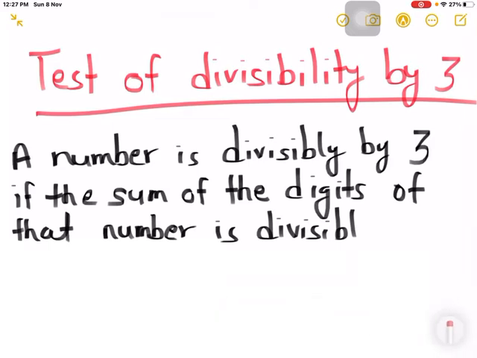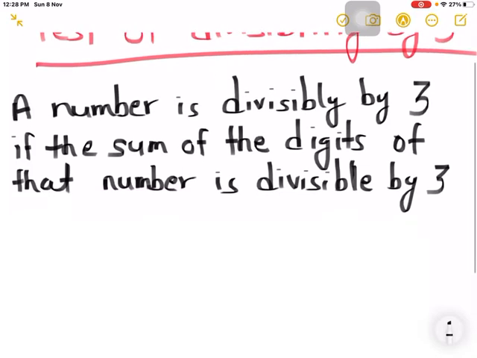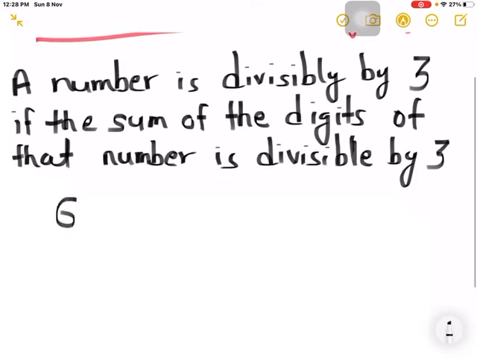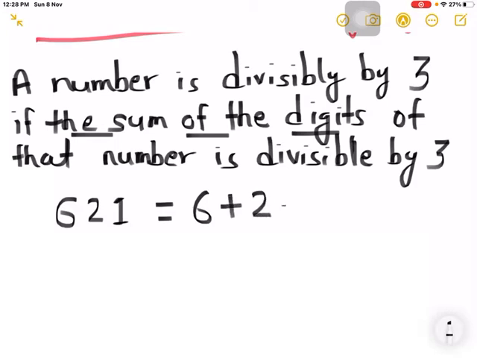Sorry, divisible by 3. Okay, suppose any number, like here 621. Now let's check whether the number is divisible by 3 or not. We have to add the sum of the digits you can see here. So we have to add each digit here: 6 plus 2 plus 1.